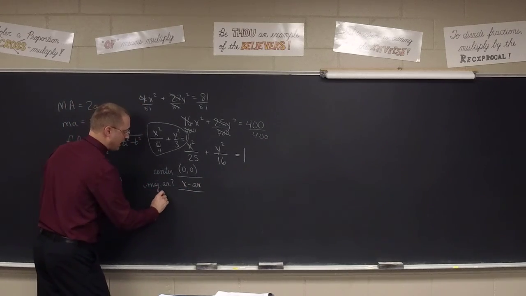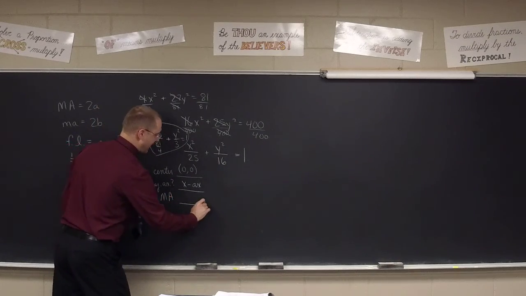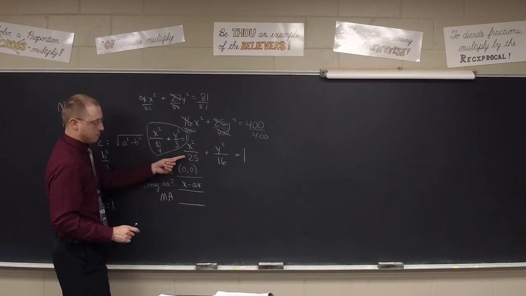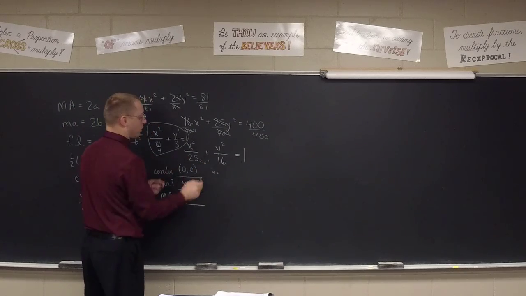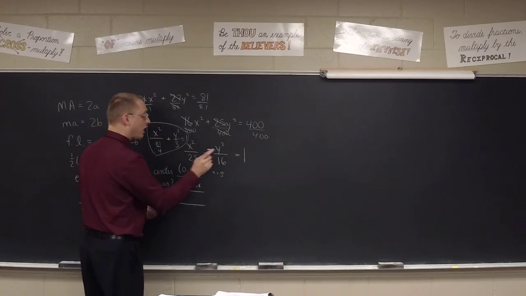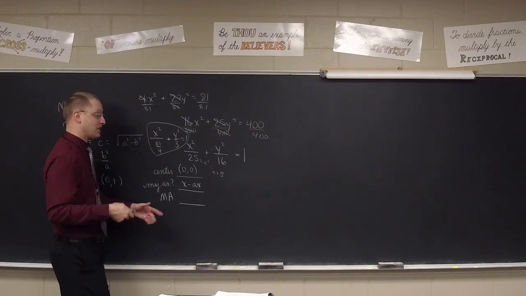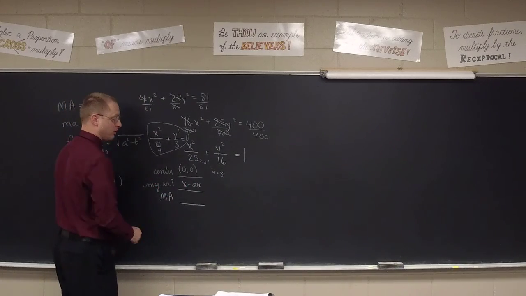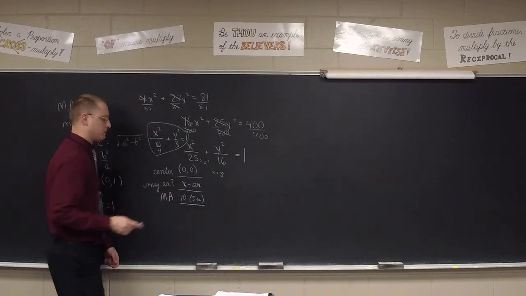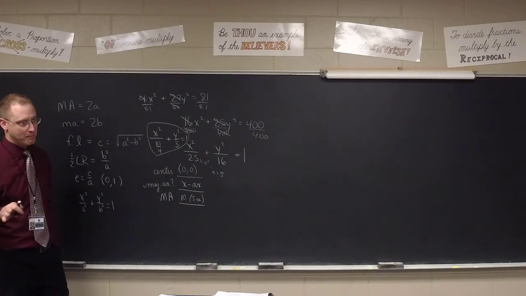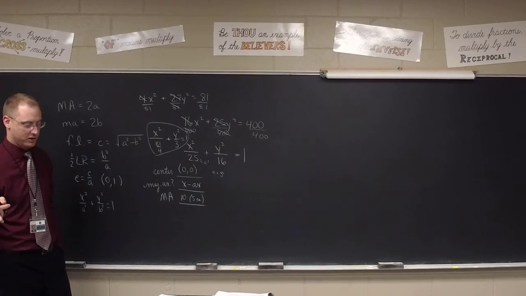Then we need to find the length of the major axis. And remember, this bigger number is a squared. So a, class, would only be 5. And that's one way you could phrase the major axis length. You could say it's 5 on each side, or you could say it's got a length of 10. Either answer is acceptable. Though, I can't remember perfectly because it's been a year since I taught this.